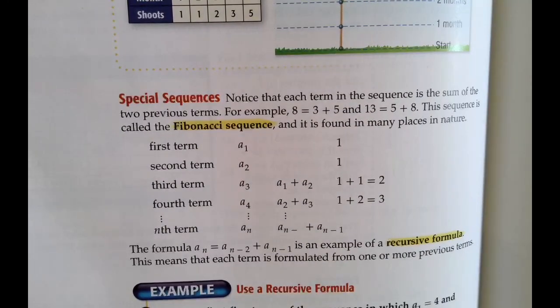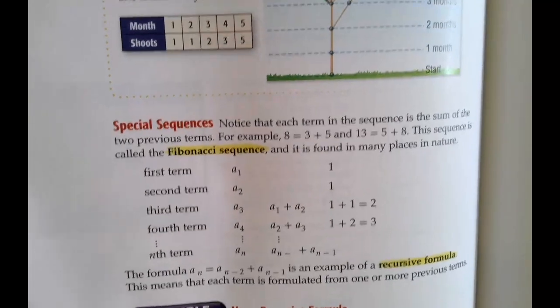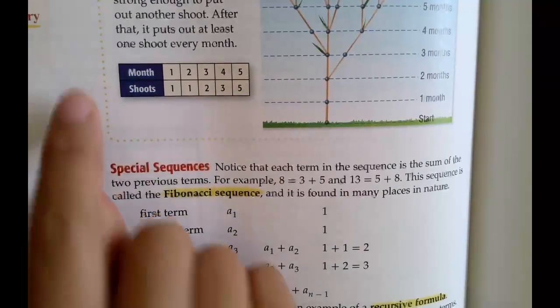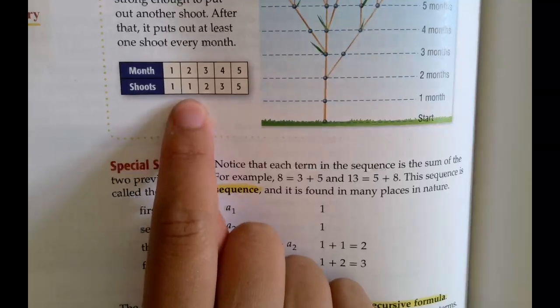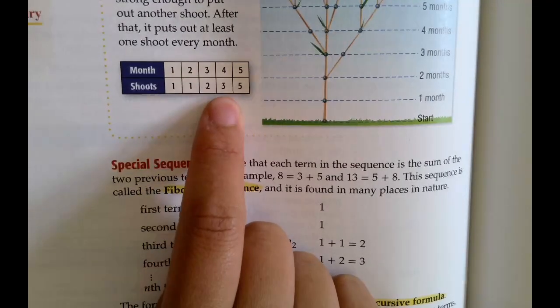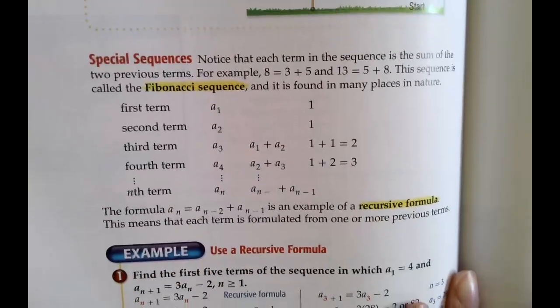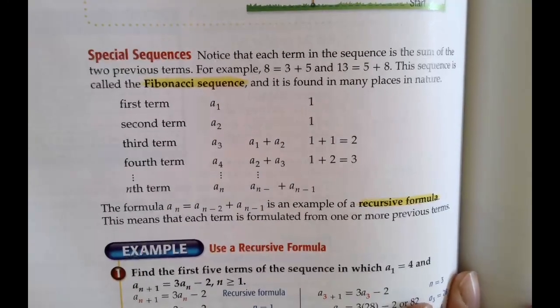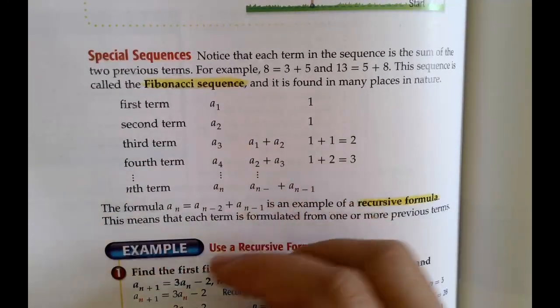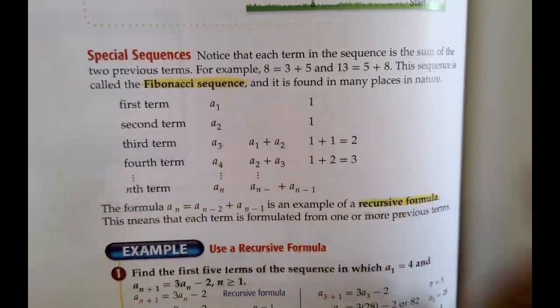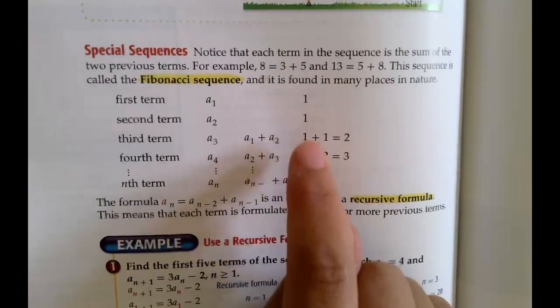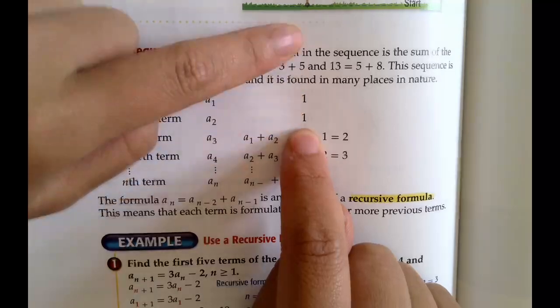This is a sequence that is often found in nature. Okay, and the Fibonacci sequence starts with 1 and then 1 again, 2, 3, 5, 8, and so on and so forth. And how the Fibonacci sequence is formed is that it is the sum of the previous two terms. Right? So the first one starts with 1, the second one is 1 again because it's 1 plus nothing.